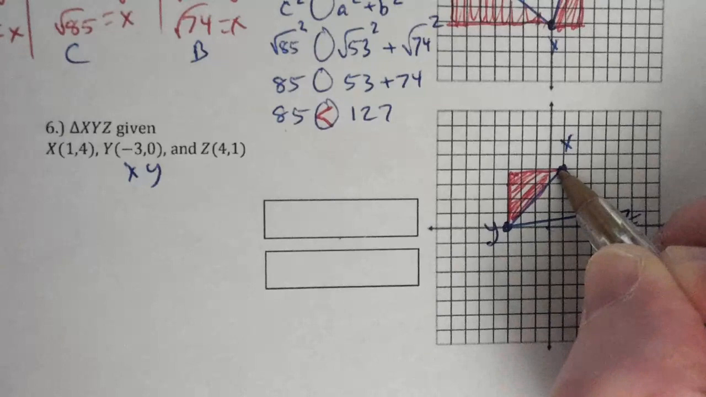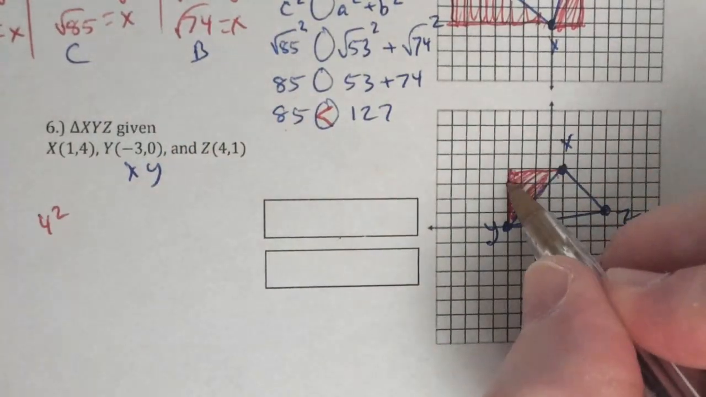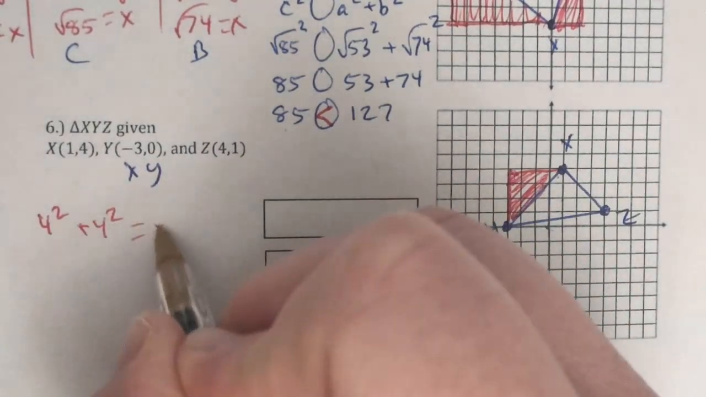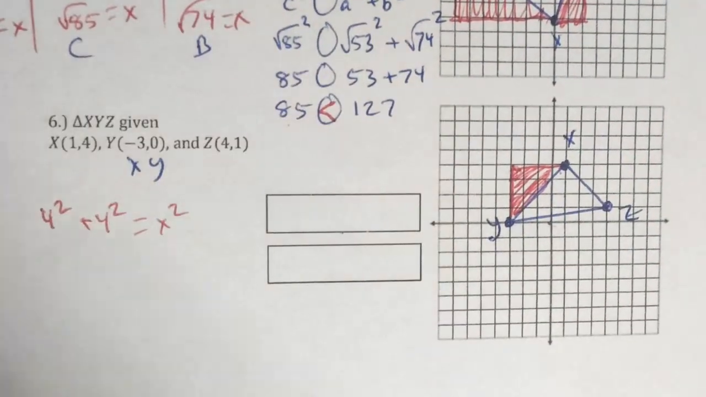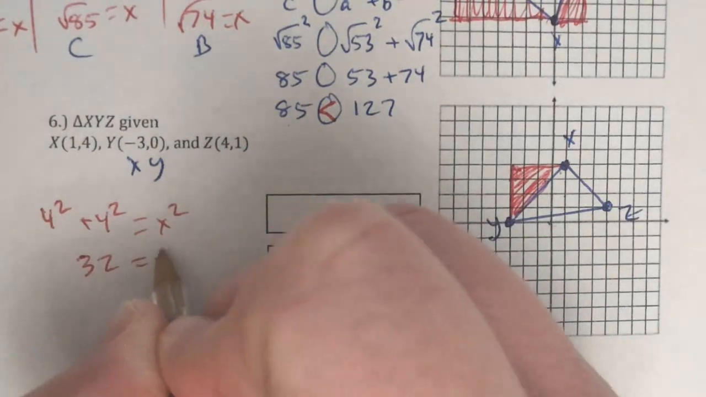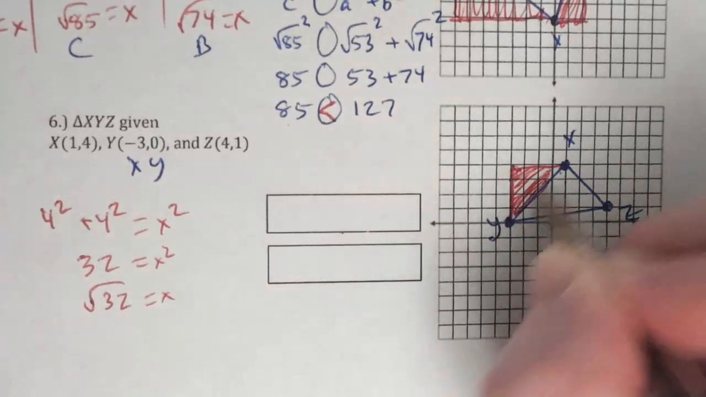Yep, that's right. All right, so 1, 2, 3, 4. So that's 4 squared, and that is 1, 2, 3, 4. It's 4 squared equals x squared. All right, so 4 squared plus 4 squared, and we got 32 equals x squared. This is the square root of 32. So that right there is the square root of 32.